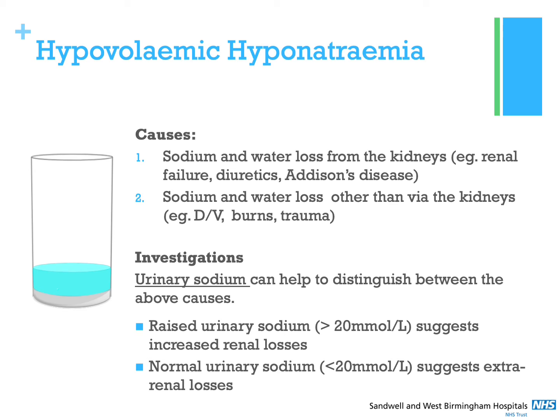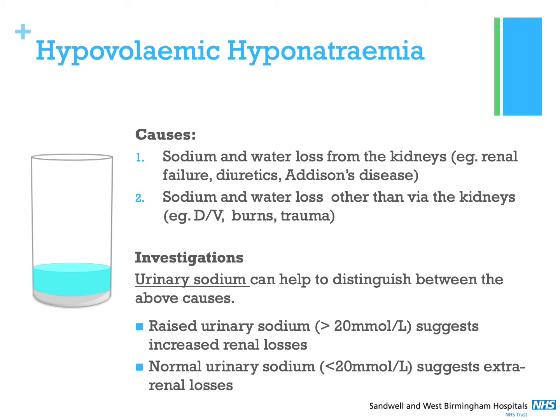The other place that we can lose sodium and water are anywhere other than the kidneys. So this makes up the second group of causes. Here I'm thinking about things such as diarrhea, vomiting, burns, trauma, things like that where we can potentially lose a lot of fluid and electrolyte from a system other than via the kidneys.